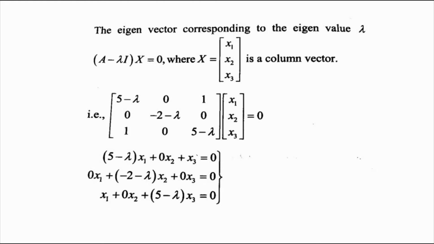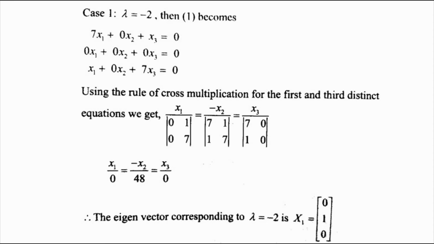Case 1 is lambda is equal to minus 2. When I substitute lambda is equal to minus 2 in the previous equation, I will be getting these 3 equations. Since we are having 3 equations, we can use the cross multiplication rule. Here, we should consider the first and the third distinct equations. We are not considering the second equation because in the second equation, all the coefficients are 0. So let us consider the first equation and the last equation and do the cross multiplication rule.